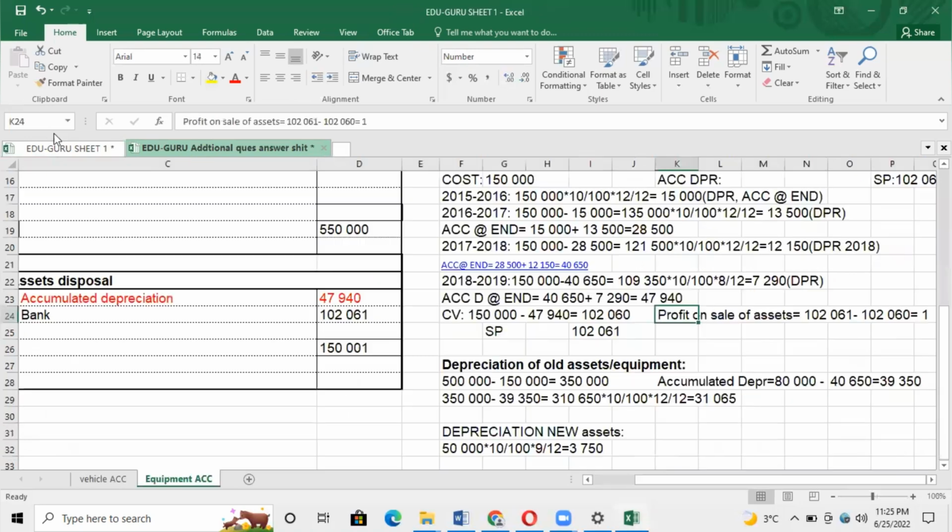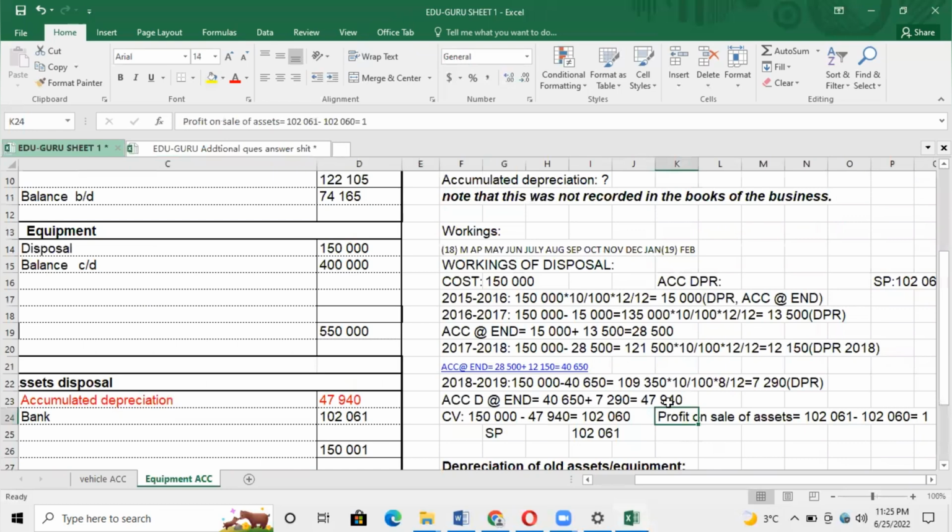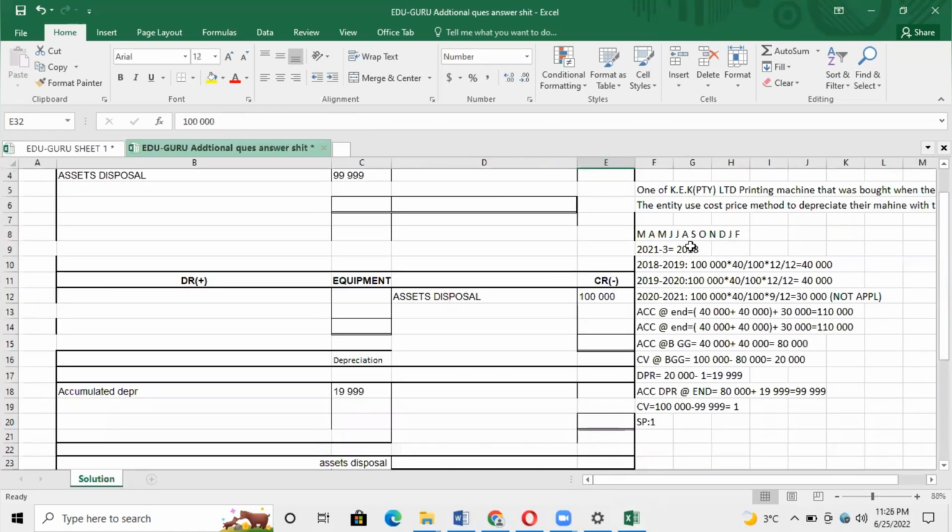But here we were not applying a 1 rand principle. Why? Because my accumulated depreciation at the end is not more than my cost price. But here, my accumulated depreciation at the end was more than my cost price. Hence, what were we applying? A carrying value of 1 rand. Hence, we are applying a 1 rand value.